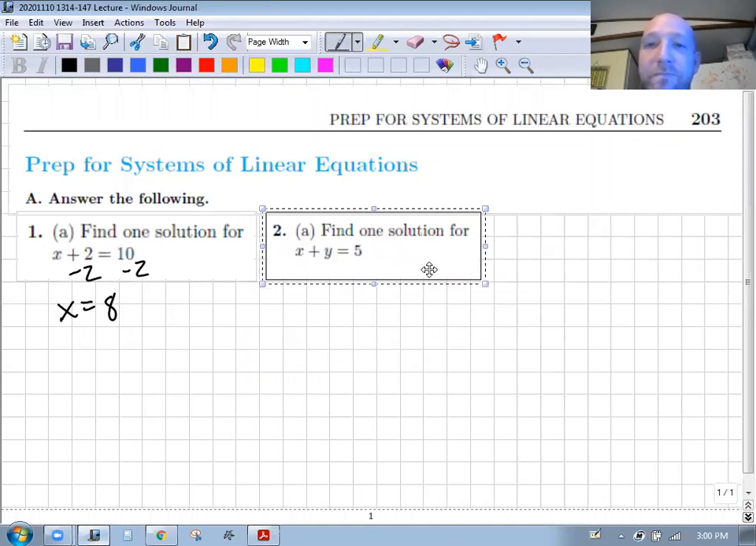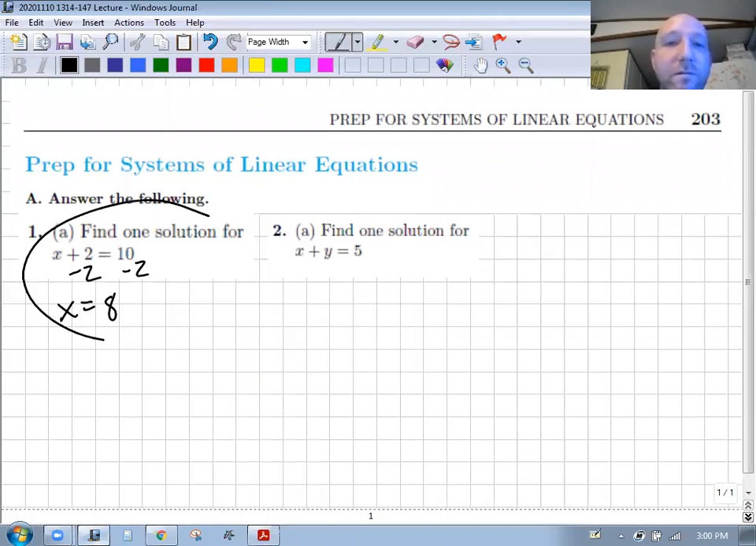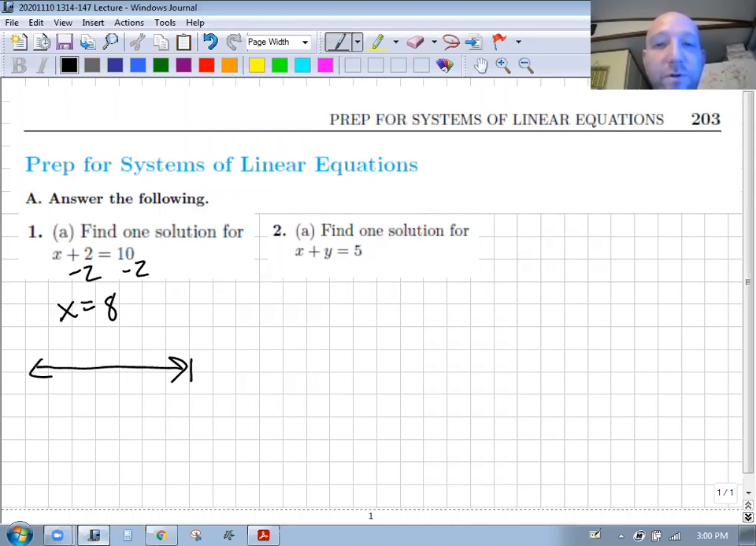Before we move on, there's only one unknown, so we'd expect one solution, which is just one number. If we look at the real number line, there's 0, 3, 4, 5, 6, 7, 8. There's 8. That's our answer, right?